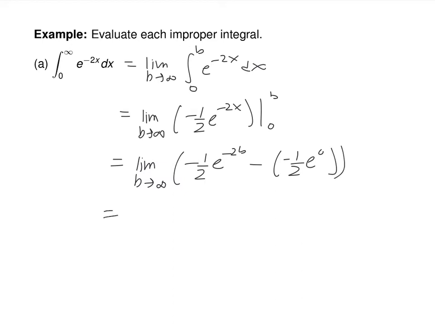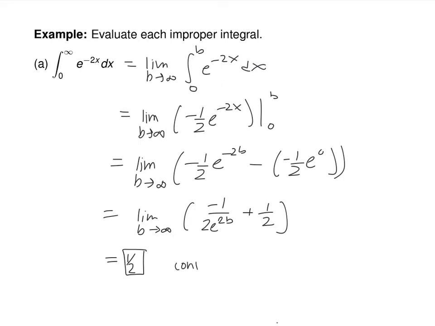Notice that this is the same thing as negative 1/2 e to the 2b plus 1/2. And as b goes to infinity, negative 1/2 over e to the 2b goes to 0, so this limit goes to 1/2. So the proper thing to say is that this integral converges to 1/2. I won't be very picky about that, but you must say that it diverges if that limit is infinity.